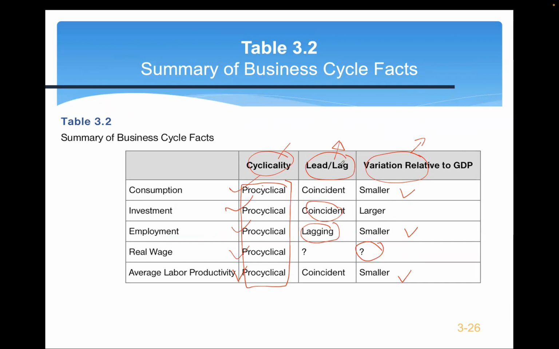Now, finally, regarding the lead, most of them are coincident, like consumption, investment, and average labor productivity. Employment is slightly behind, because usually the economy takes a while to show up in the labor market. Later we are going to call this stickiness. Regarding the wage, again, it's a question mark, similar to the variation.